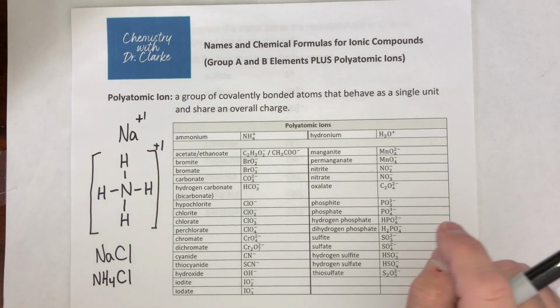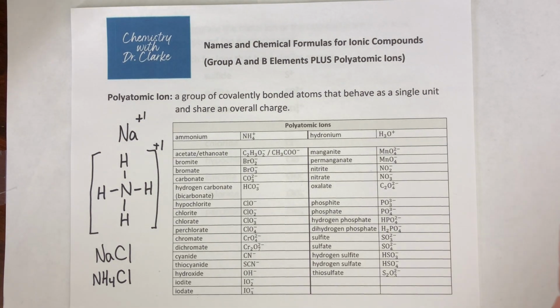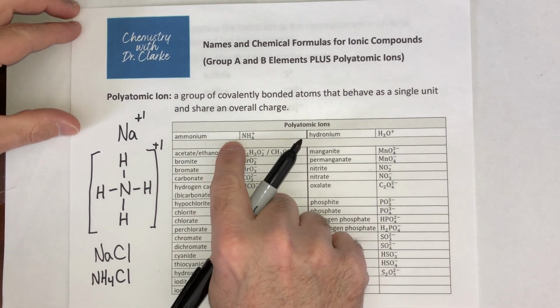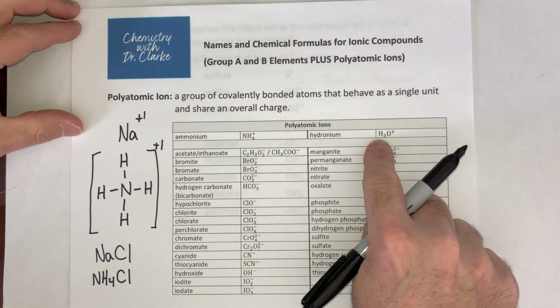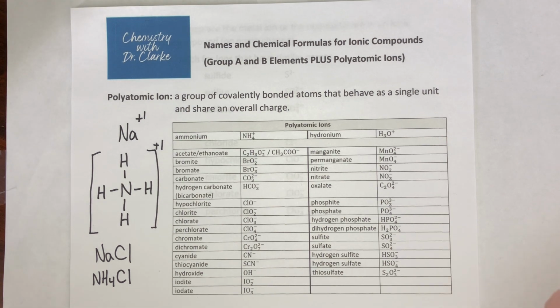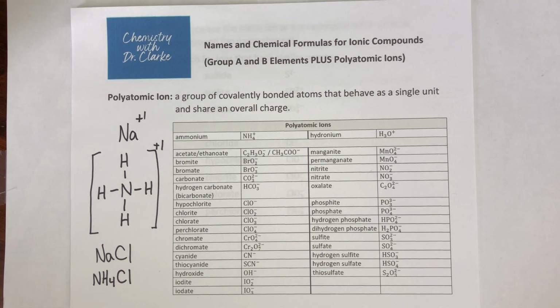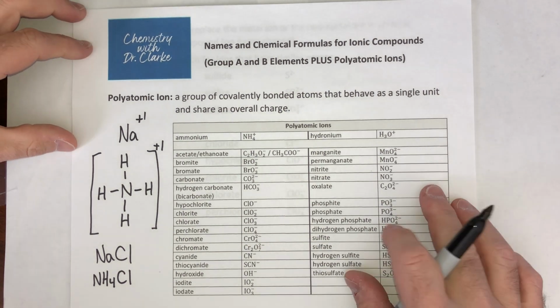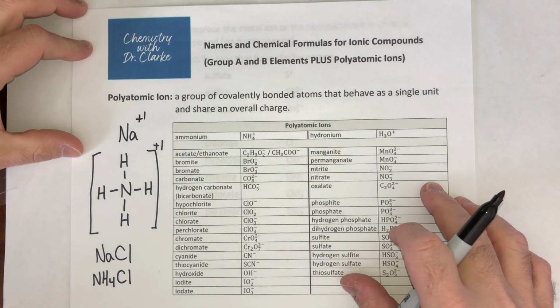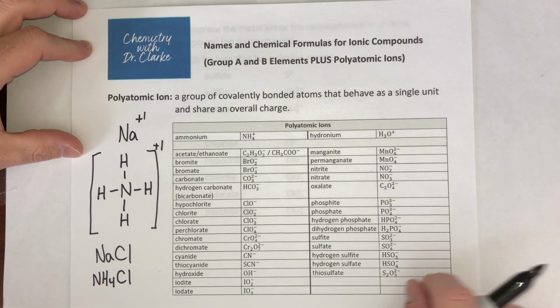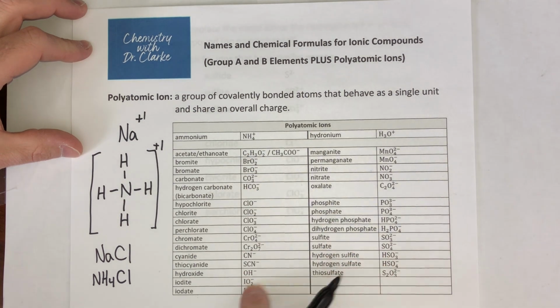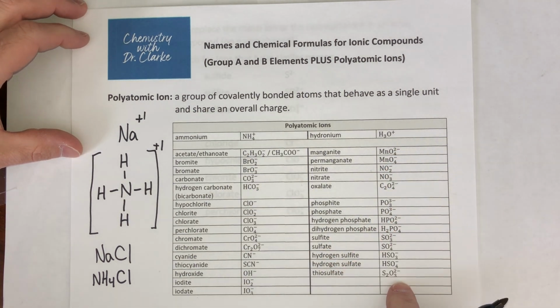So in our ionic compounds, you can replace the metal with positive polyatomics. So that would be ammonium or hydronium. You can replace the nonmetal ion with negatively charged polyatomics. And there are a lot of negatively charged polyatomics. The majority of them are negative. So if you look through the list I have here, they're all negative.